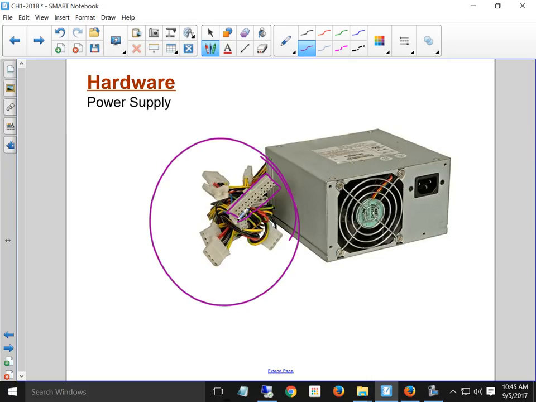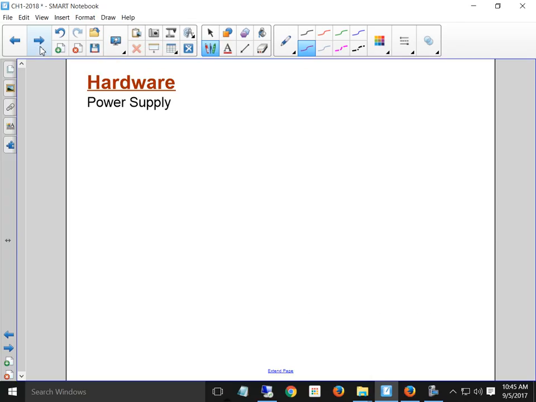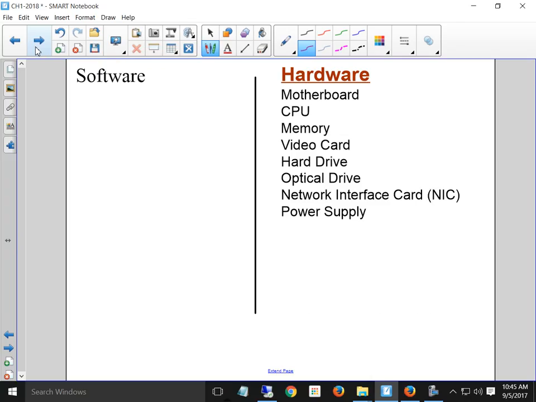Okay, everything that we use that's connected to the computer has to get power, or it's not running in some way, shape, or form. And we'll learn what the plugs are. That's the plug that goes into the motherboard, and what all those different wattages are and stuff in chapter 3.